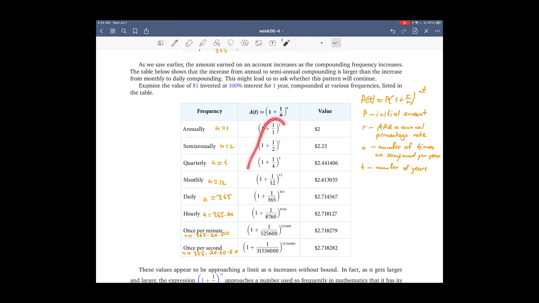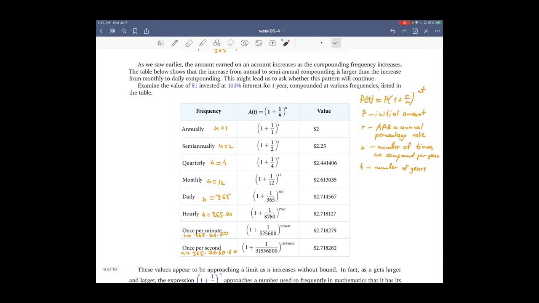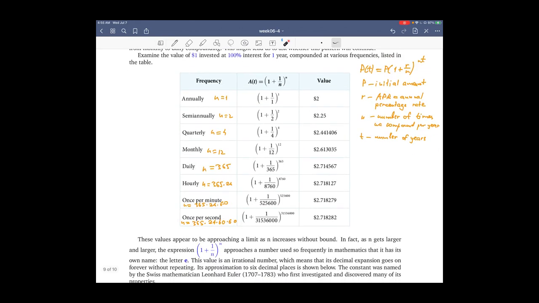This is the formula used to compute the price of the portfolio obtained from this formula. Again, P is 1, T is 1, R is 1. We get 1 plus 1 over N to the power N. Plug in different values of N, we see that we get different amounts.